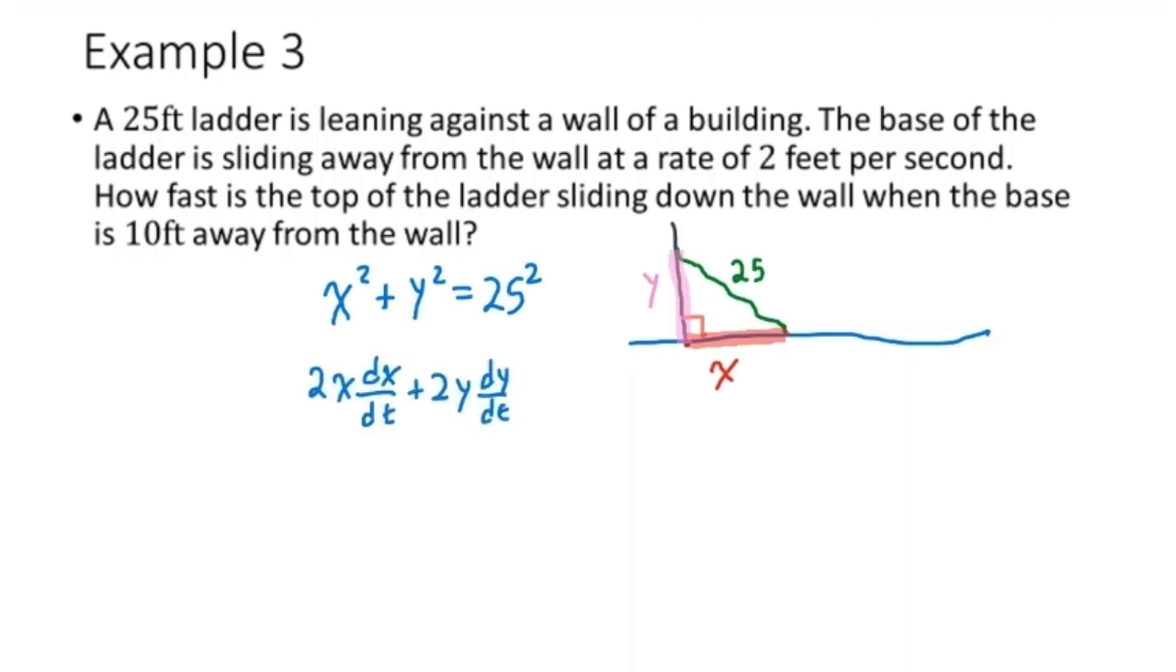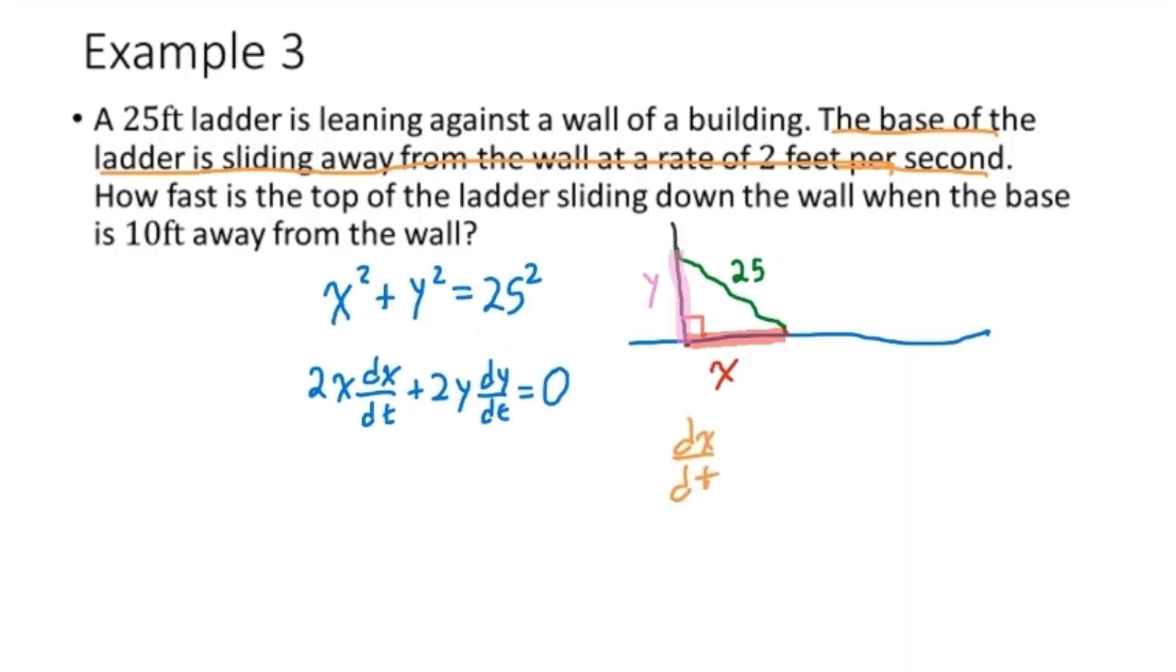The left-hand side will be 2x dx/dt plus 2y dy/dt. As for the right-hand side, 25 squared is just a number. You could evaluate it if you want to, but its derivative will be 0. So now we have a related rates equation. Going back, let's think about the values of our variables. In the problem, other than knowing that the ladder is 25 feet long, we know that the base of the ladder is sliding away from the wall at a rate of 2 feet per second.